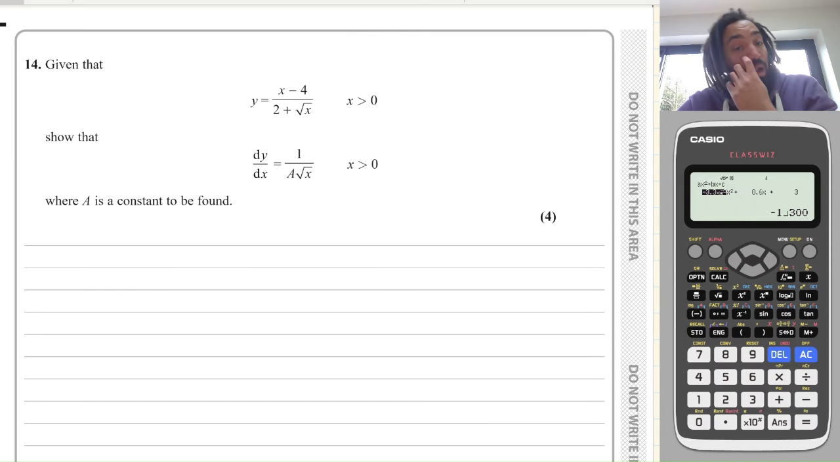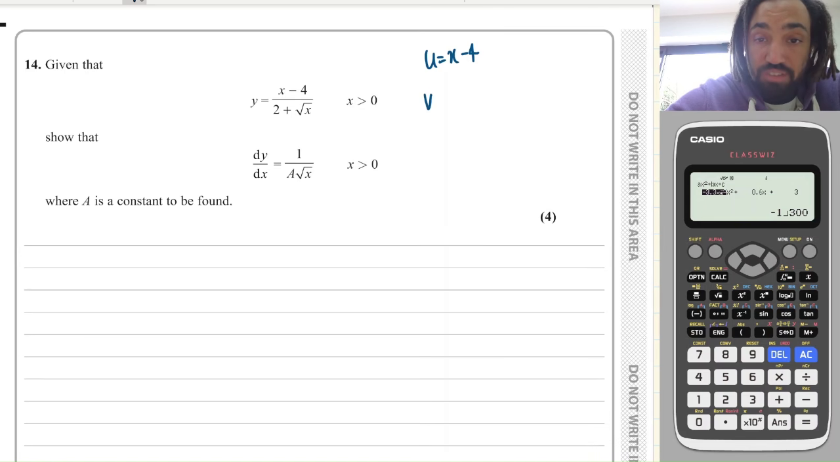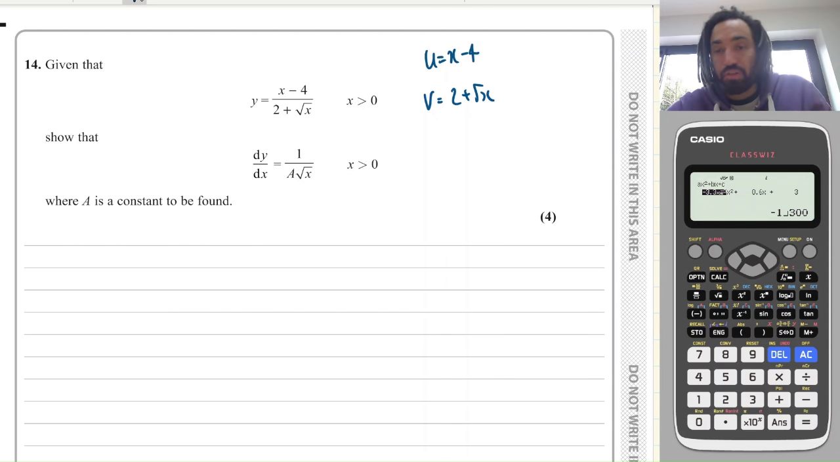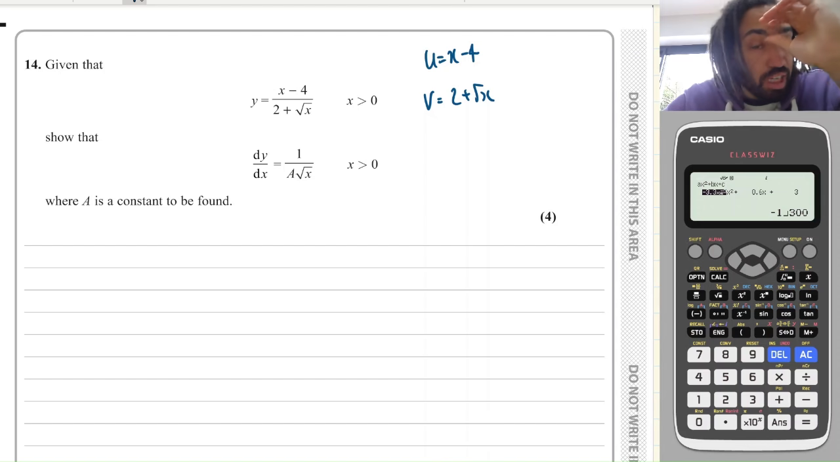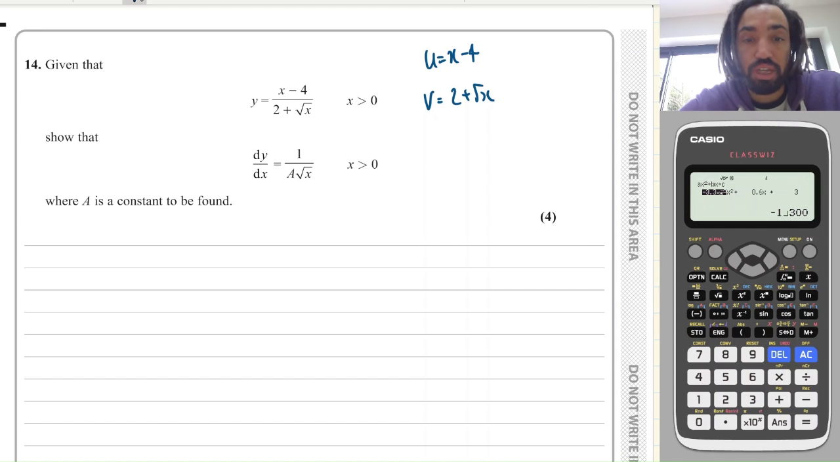Okay, we are differentiating here. Now, we could use the quotient rule and set u equal to x minus 4 and set v equal to 2 plus root x and go down that road. But I think there is an easier way of doing this, because what I've spotted here is that we could use a type of difference of two squares, because if we look at the numerator and the denominator, they look very similar.